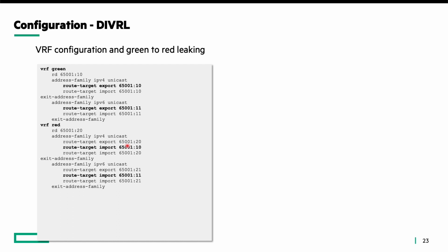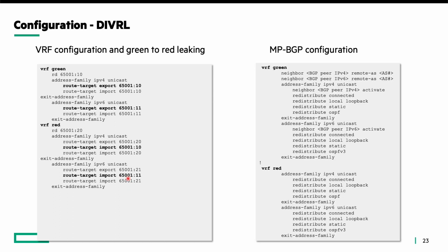Same for VRF red. So, okay, here we want to leak green routes into the VRF red. So we'll import the value which is exported by the green one. The same for the IPv6 address family. So far, so good. Now the multiprotocol BGP configuration. As I said, you need to redistribute the protocol into the BGP, into MP-BGP here.